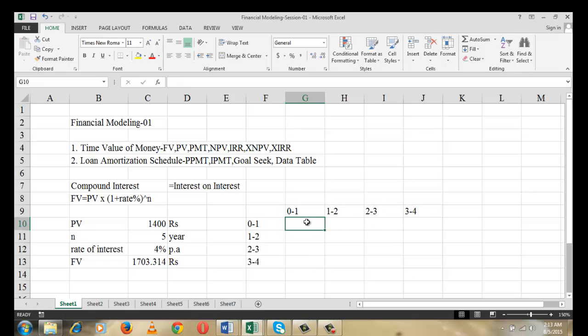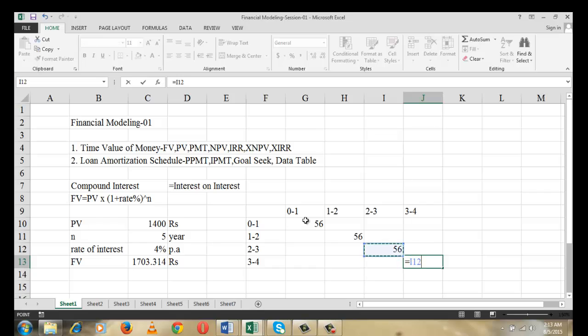Now your principal was 1400. On 1400 your rate of interest was 4%, so you got 56 rupees as interest. At the end of the first year you got 56, then at the end of the second year you got 56, then every year you got 56, then the fourth year you got 56. 56 is the interest you are getting, but this is compound interest.